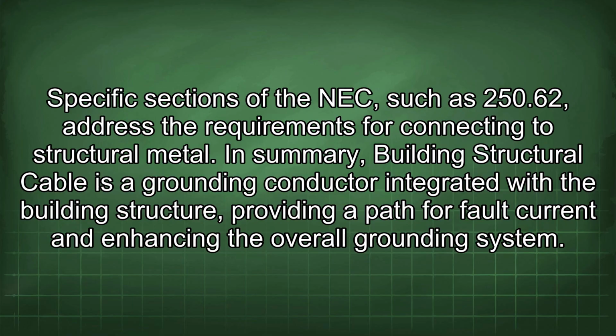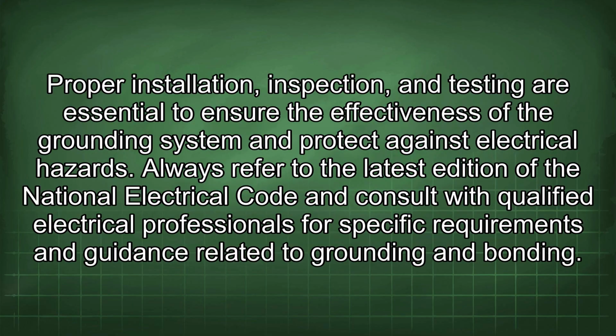In summary, building structural cable is a grounding conductor integrated with the building structure, providing a path for fault current and enhancing the overall grounding system. Proper installation, inspection, and testing are essential to ensure the effectiveness of the grounding system and protect against electrical hazards. Always refer to the latest edition of the National Electrical Code and consult with qualified electrical professionals for specific requirements and guidance related to grounding and bonding.